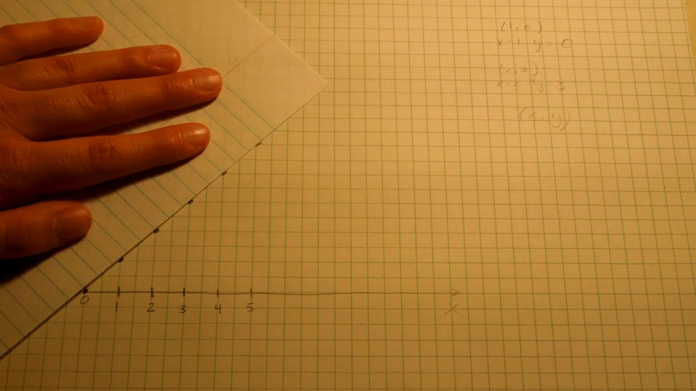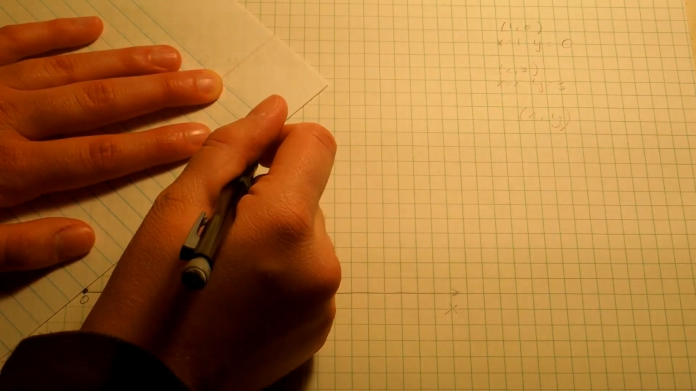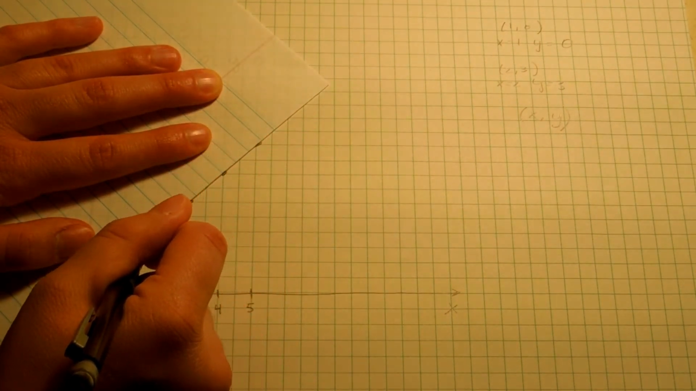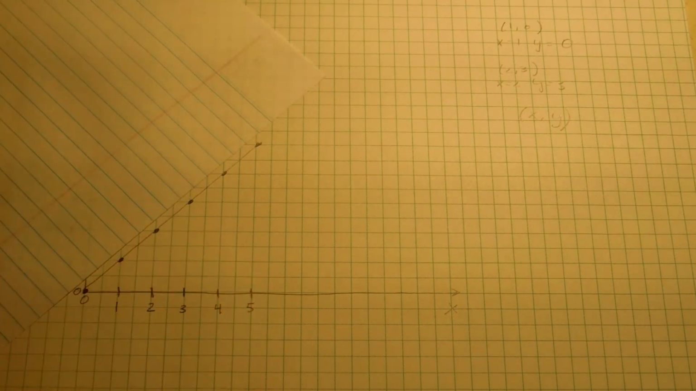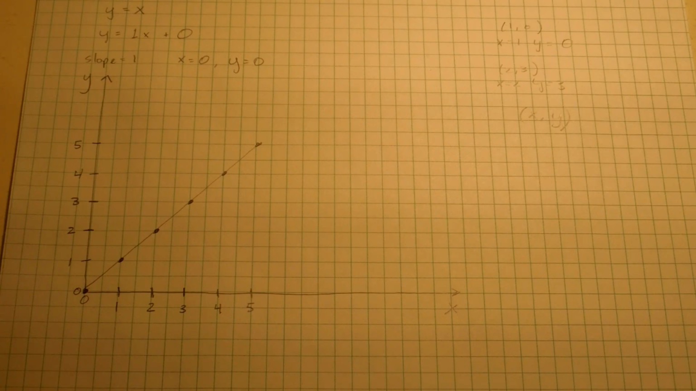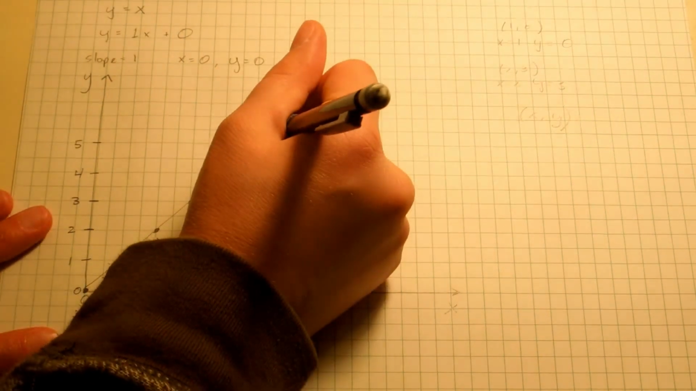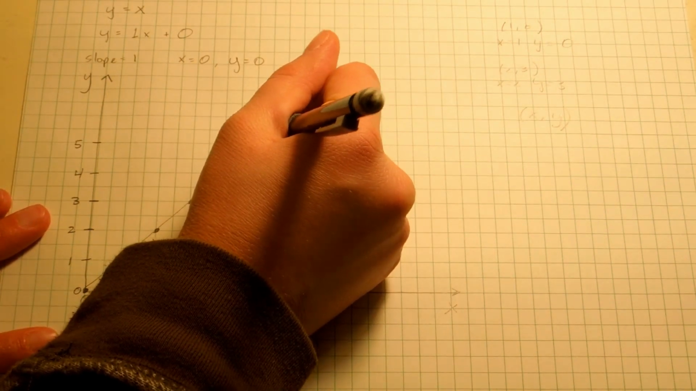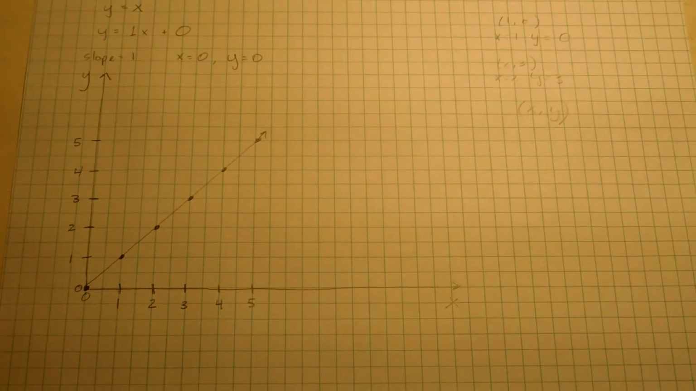So to complete the graph, we have to draw in our line. And like I said about the x line and the y line, you have to add an arrow to the end because this graph is not completed. So we're going to add an arrow to the end. Ta-da! You just graphed your first equation.